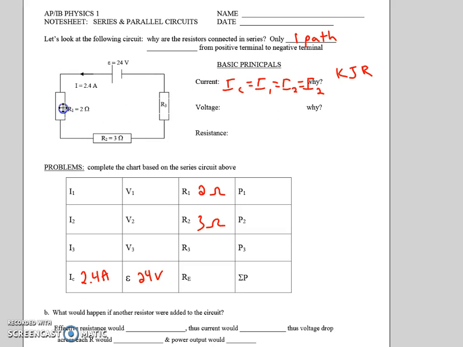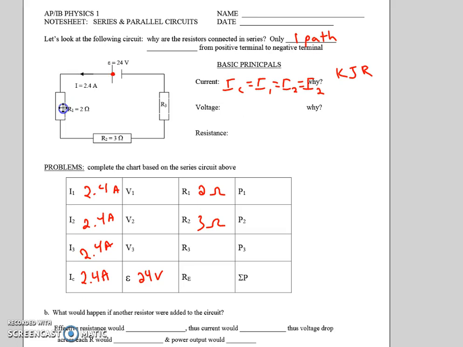So if we want to start filling in the chart that I have here, you were told that the current in the circuit is 2.4 amps, so we know that the current through each resistor is also 2.4 amps. That's a given for a series circuit, irrespective of their resistances. That's really important to keep in mind. Okay, now let's apply the loop rule.